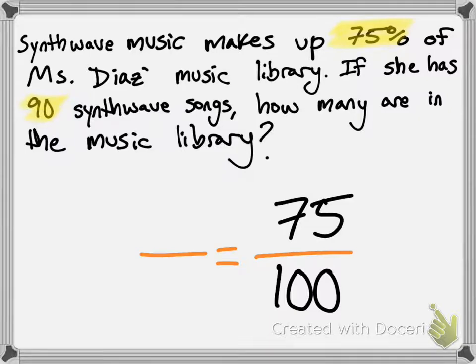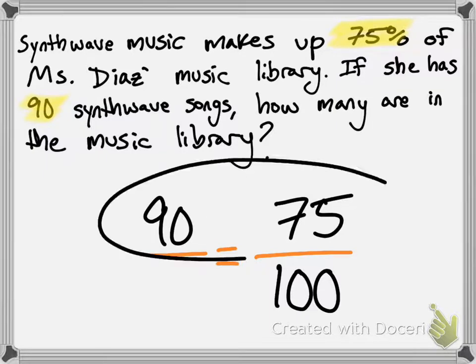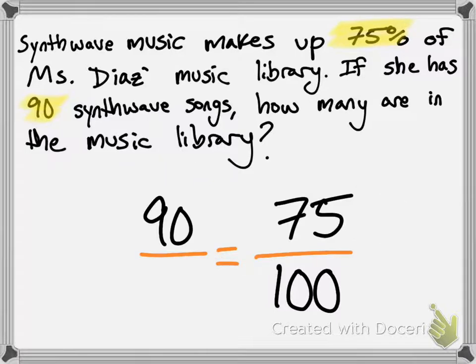So she says the whole. Ella, what do you think? I think it's gonna be the part. She thinks it's going to be the part. I'm going to take one more because we want to have a tiebreaker. Vahe, what do you think? Part or whole? Part. It is the part because it's asking me there are 90 synthwave songs. 90 matches with 75%. Do I know what the whole is? No. So I'm going to put an x here.